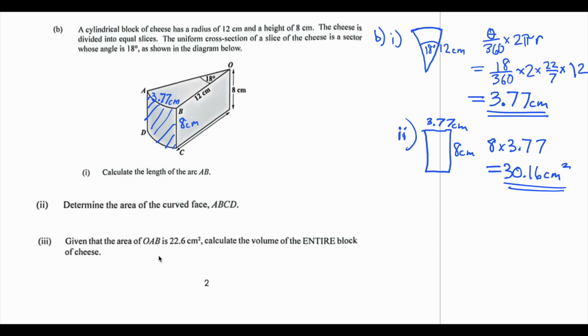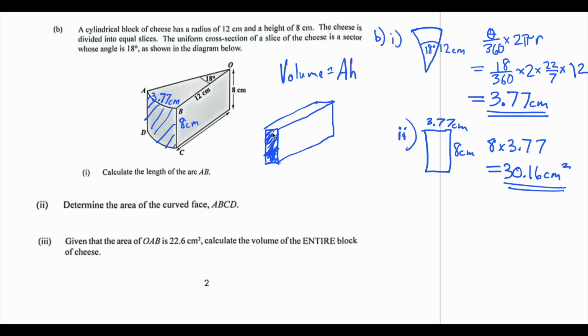Now the next one, they say given that the area of OAB, so the area of OAB is this, right? So remember, for a 3D prism, the volume is equal to area times the height. Okay, so let's say we had this shape. Now this is considered a prism because we expect this cross section to be the same throughout the entire shape. So if you were to cut it in pieces, they would look like slices of cheese on top of each other.